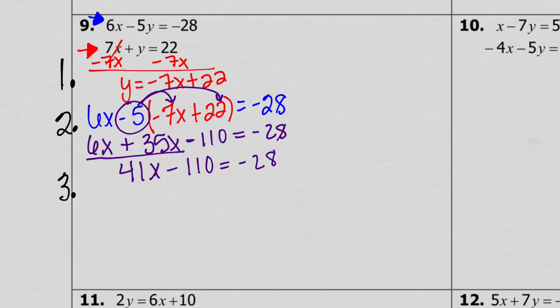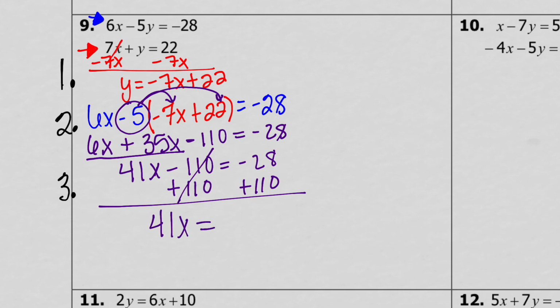Then I'm going to add my 110 to both sides. So we're going to have 41x equals, that should be 82. Then we're going to divide by 41 on both sides. So x equals 2.